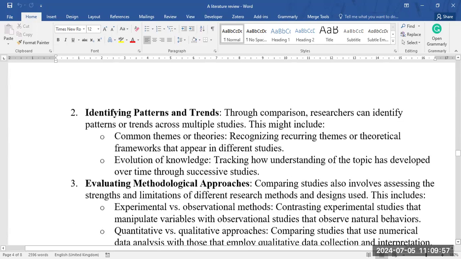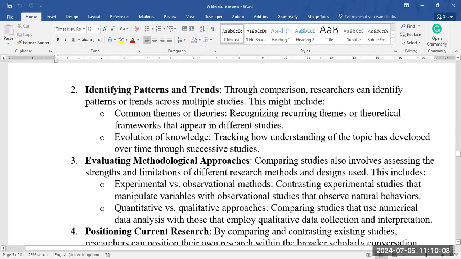Then identifying patterns and trends. This is normally comparison. Researchers can identify patterns or trends across multiple studies. This might include common themes or theories. When they analyze or review the different works, they can identify the common patterns, themes, or theories. Recognizing the recurring themes: recurring means again and again they are saying the same thing in different studies. So we can say this is the same theme that different researchers try to find.